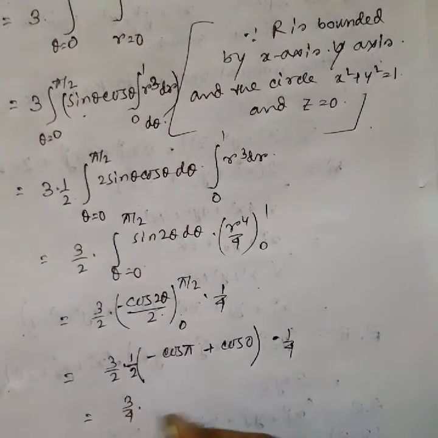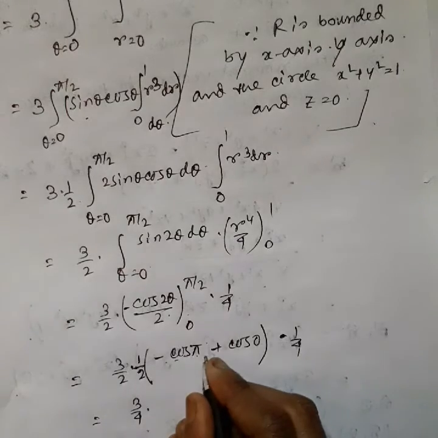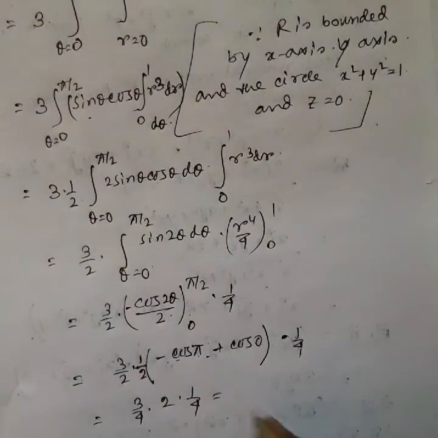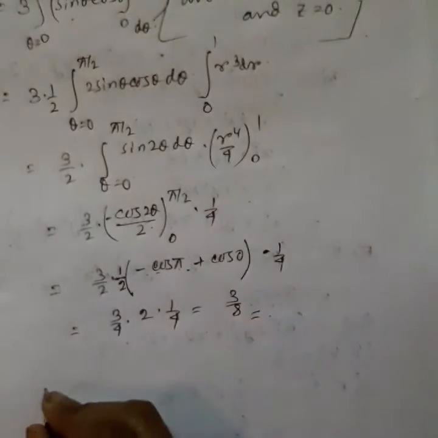So it is 3 by 4 into cos pi means minus 1, so it is minus 1 minus 1, that means plus 1, that means it is 2 into 1 by 4. So it is 3 by 8. Okay.